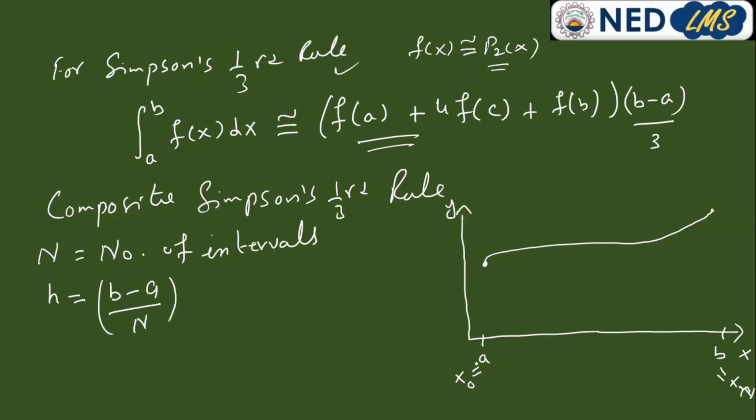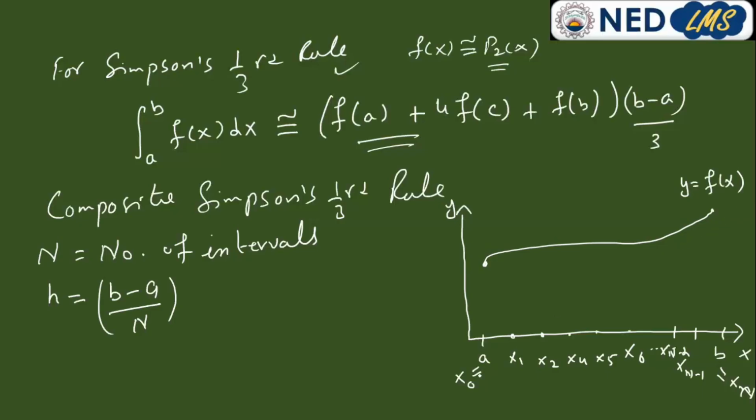So x naught is the first data point, the second is x1, the third is x2, then x3, x4, x5, x6, and so on till the last value. So the last is xn, second last is xn minus 1, and then xn minus 2. Okay, so this is the x naught, and this is my integrand, the given function, f of x.